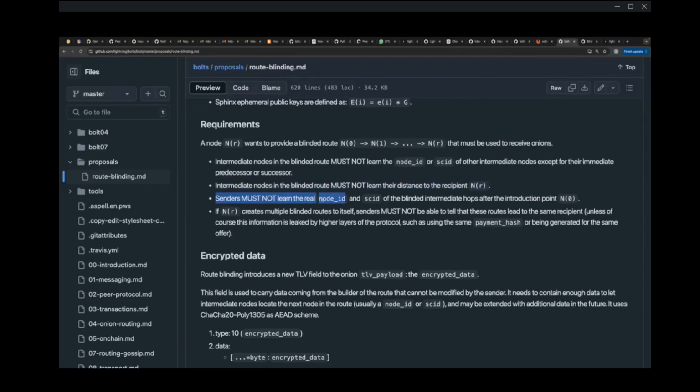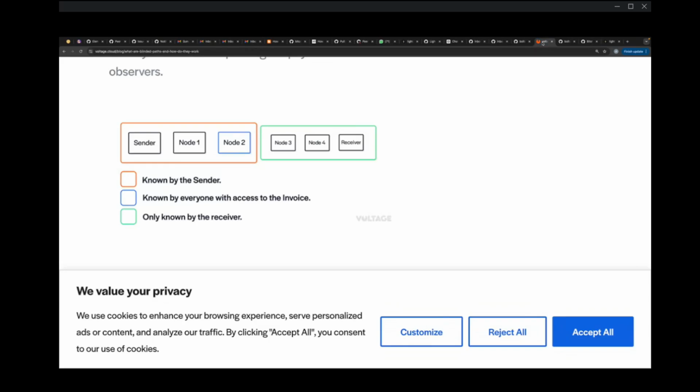Senders must not learn the real node ID or the short channel ID of the blinded intermediate hops after the introduction point. So the sender would not know any of the nodes or the short channel IDs, which identify the channel that you have with a peer beyond node 3, because node 3 is the starting point of this blinded route. So the sender would just create a normal payment, a normal Sphinx onion to N3, and then it won't know where the onion is going or anything about the path per se.